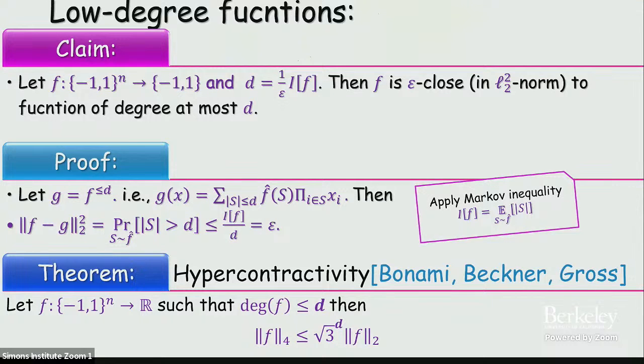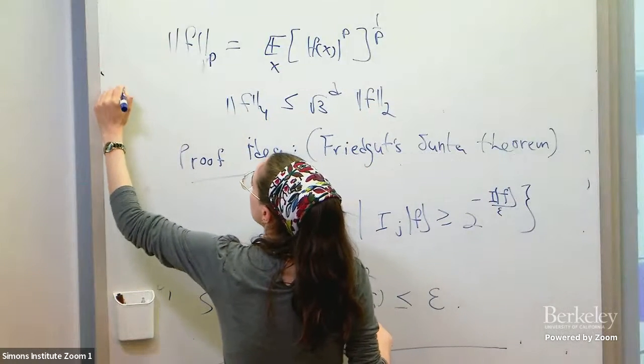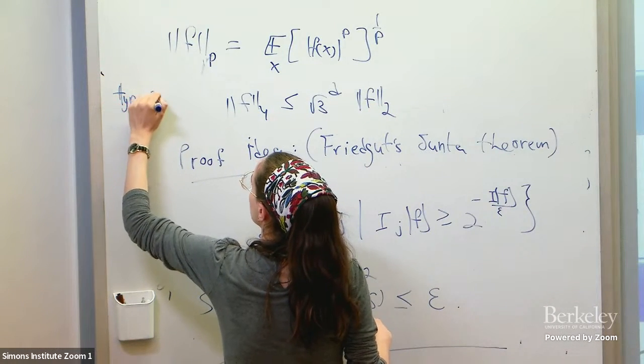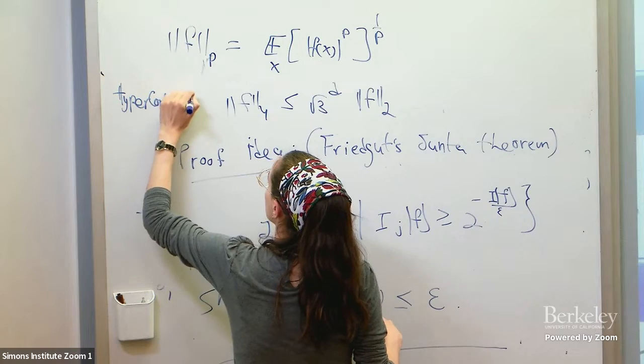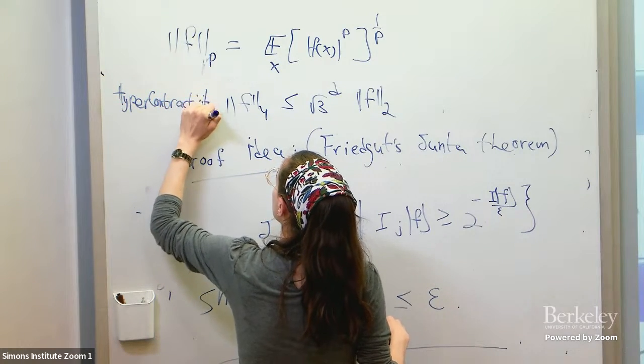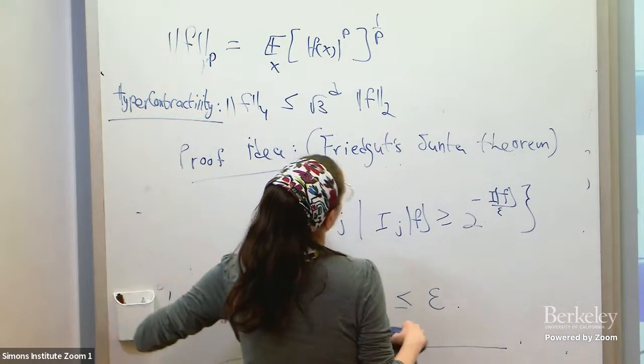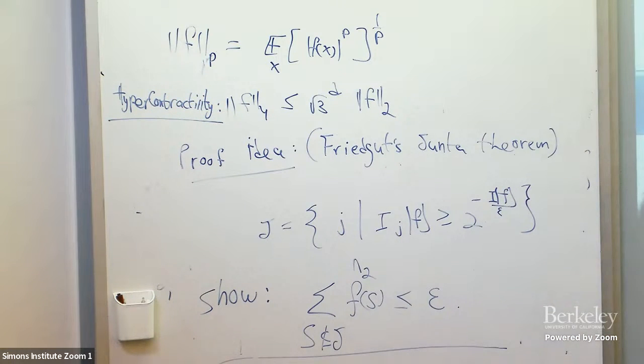So the L4 norm is at most 3 to the d times the L2 norm. And this is true for every function to the reals. It's not only for Boolean functions, but for -1, 1 functions I think it doesn't give us anything. Maybe for 0, 1.